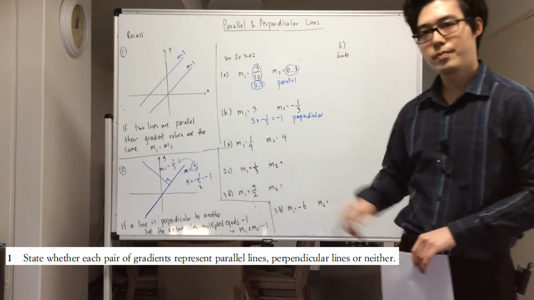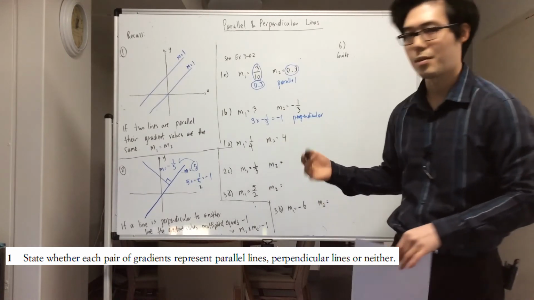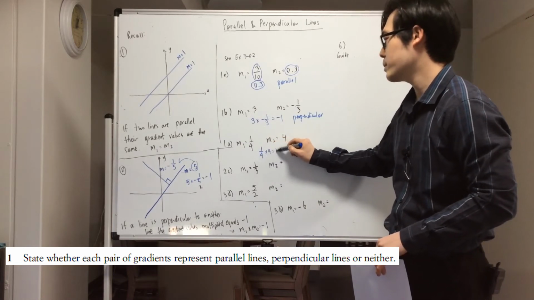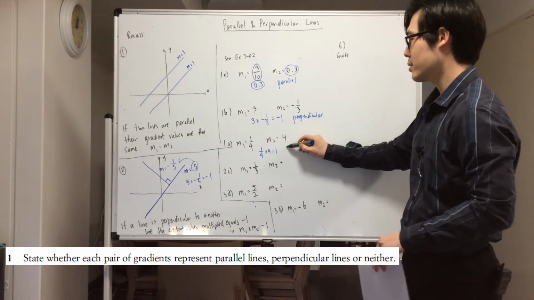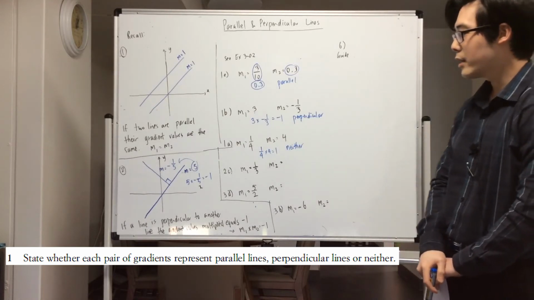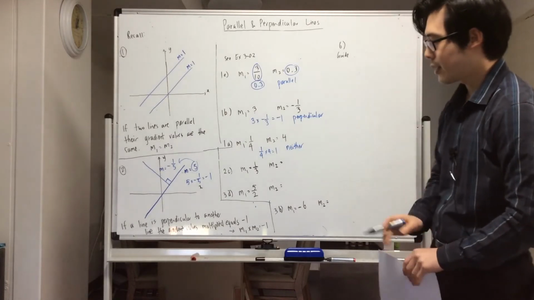Now, how about these two? They're not the same, so it's not parallel. But if I multiply 1 over 4 times 4, that gives me 1, not -1. So this is neither, okay? It's not parallel or perpendicular. So let's get to question 2C now.